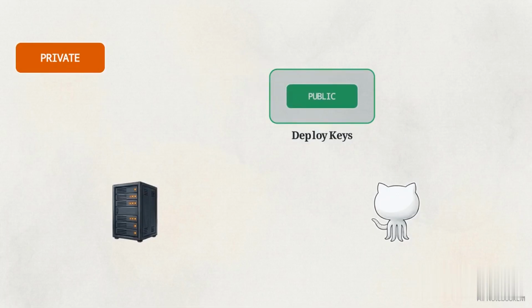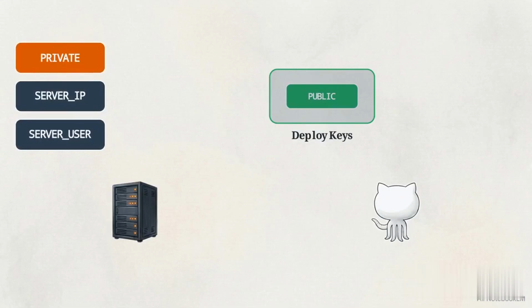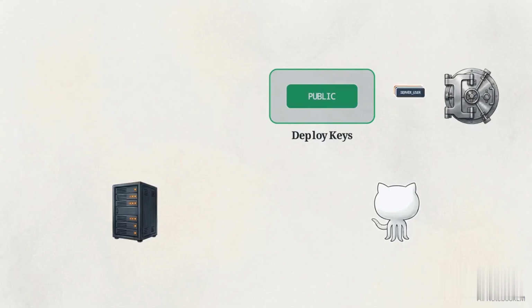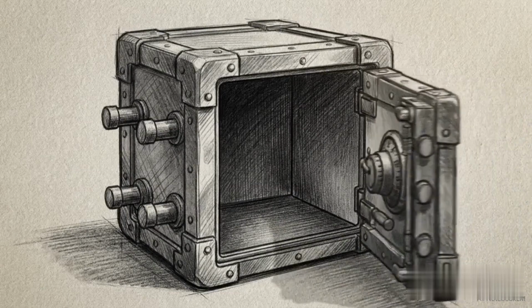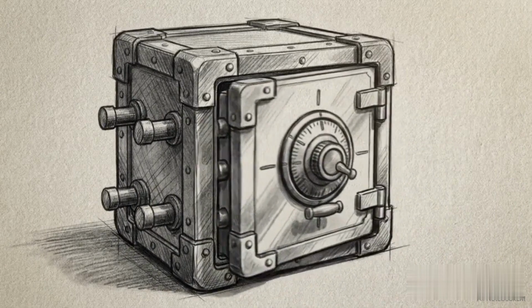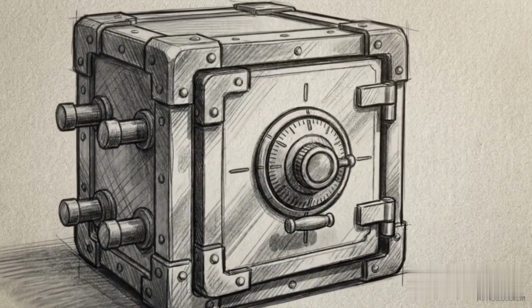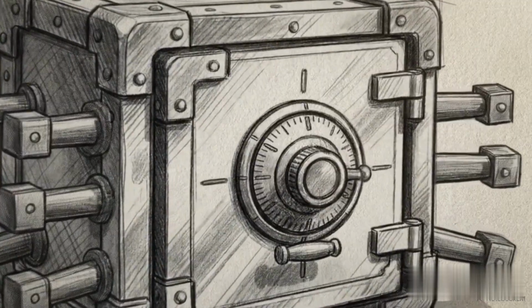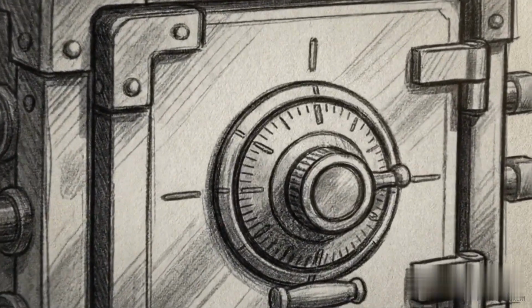Now, go the other direction. Take the server's public IP, the username, and your original private access key, and save them as encrypted action secrets inside your GitHub repository. By passing these values as encrypted secrets, your infrastructure credentials remain completely hidden from the public version control history, securing your server against unauthorized access.